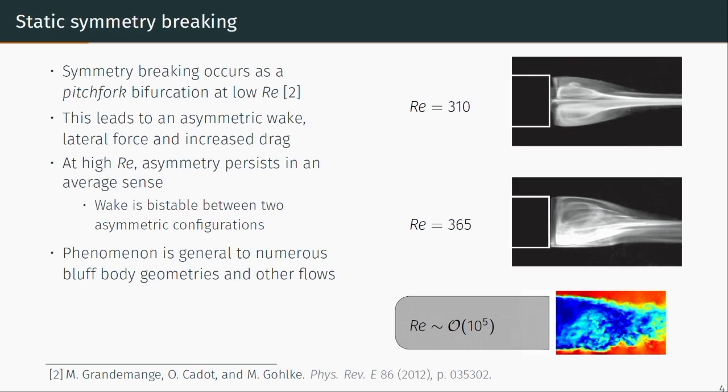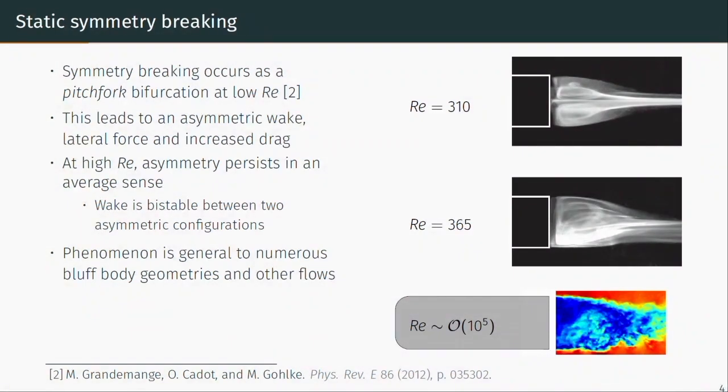As you increase the Reynolds number, in this case to 365, this bifurcation leads to the flow transitioning from being a steady and symmetric wake to one which is steady but asymmetric. This is a symmetry breaking in the flow. And this feature leads to an increase in the drag because this asymmetric wake leads to a lateral force on the body and increased circulation that's being shed into the wake.